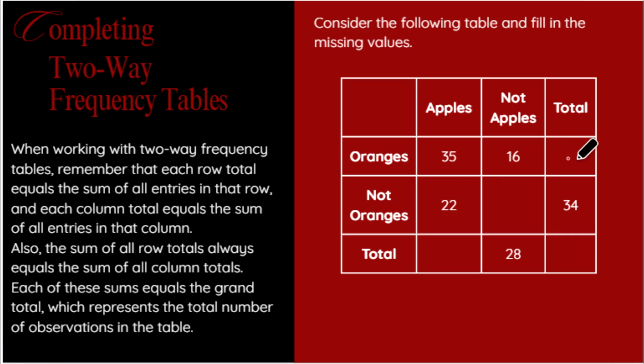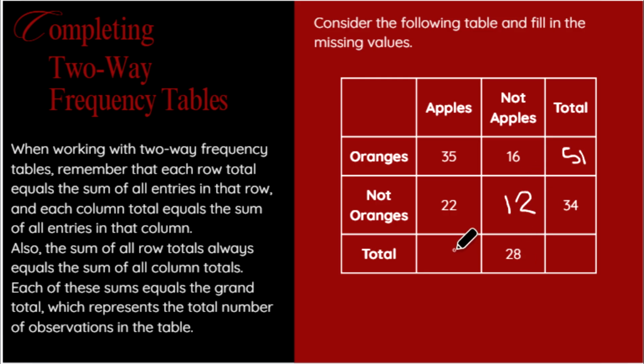So to find this total right here, we're just going to add 35 and 16, and I'm getting a calculator because I don't trust myself. 35 plus 16 is 51, so this total right here is 51. To find this value right here, you can either use this row or this column. I'm going to use this row. So we're going to do 34 minus 22 gives us 12. So this value right here is 12. And you can double check that by adding 16 and 12, which does give you 28.